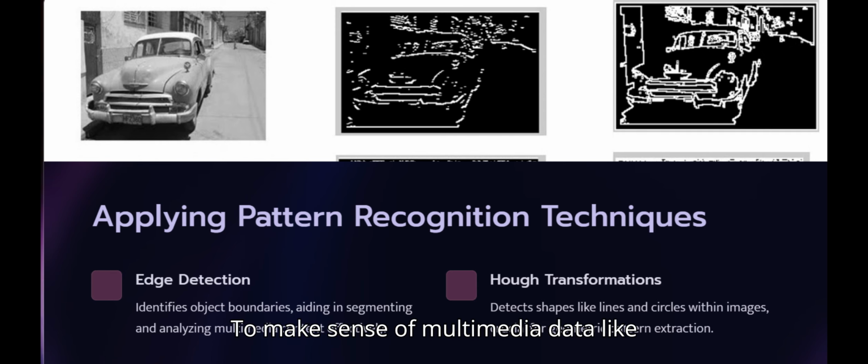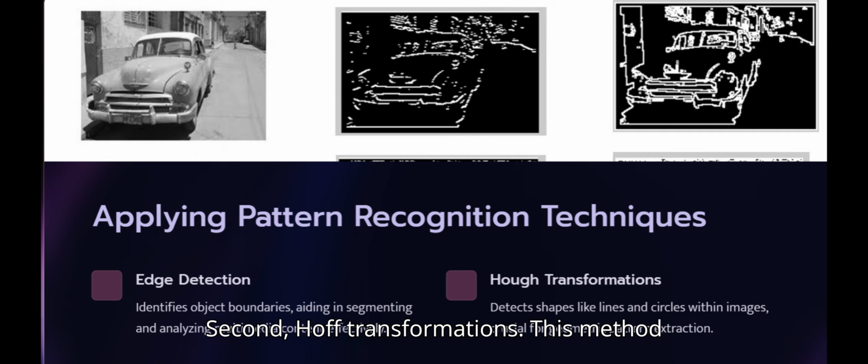Applying pattern recognition techniques. To make sense of multimedia data like images, we need to detect patterns and shapes. Two common and powerful methods are: one, edge detection. This technique finds the borders of objects in an image, like where a car ends and the road begins. It helps in segmenting and understanding parts of the image.